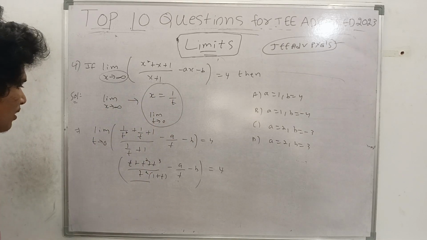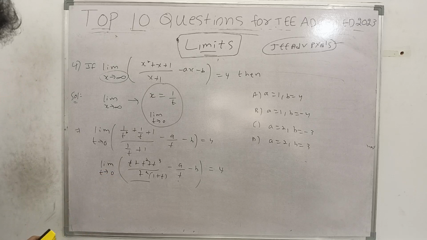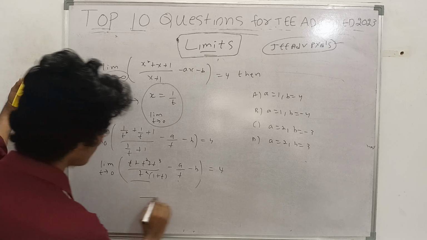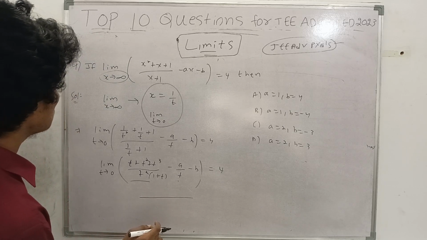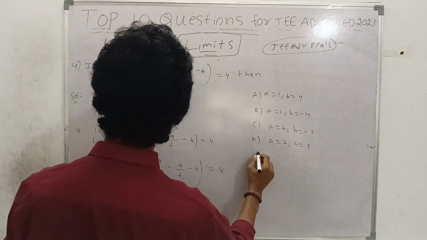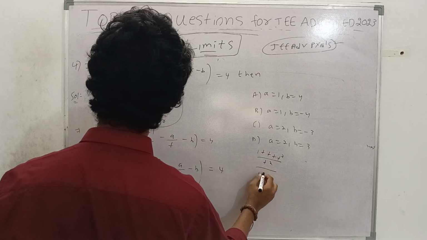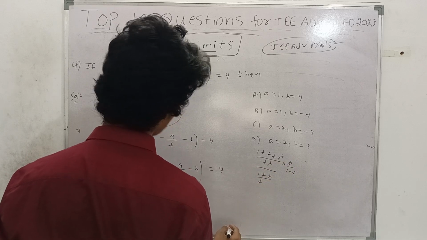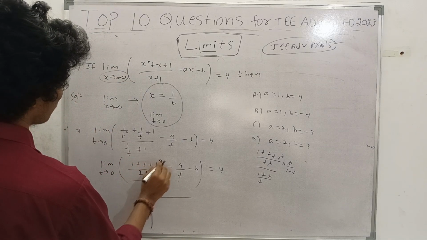And now limit t is tending to 0. Now we have to take the LCM here. Let me write this thing another time: 1 plus t square divided by t square, divided by 1 plus t divided by t. It will be t divided by 1 plus t. T will get cancelled. No, sorry, it will be the same: 1 plus t square only. Here it is t only.